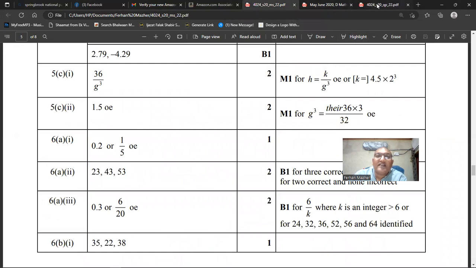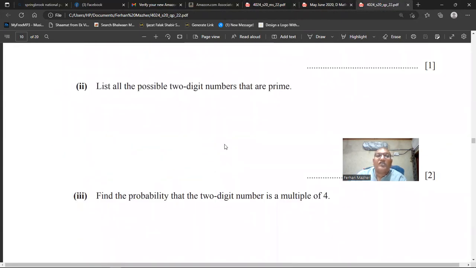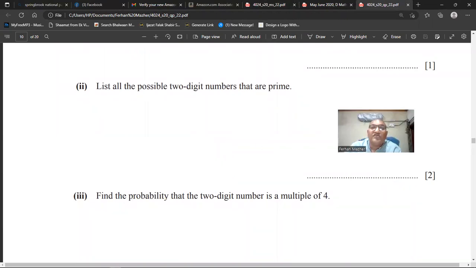1 by 5 is the right answer, sir. Okay, we are going to the next part. He says list all the possible 2-digit numbers that are prime. So it's a 2-mark question.